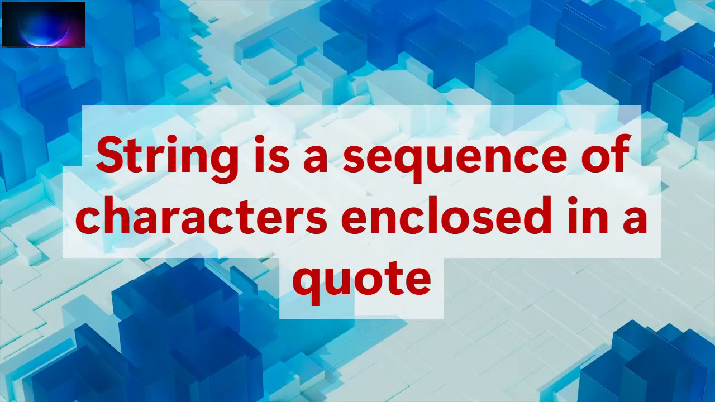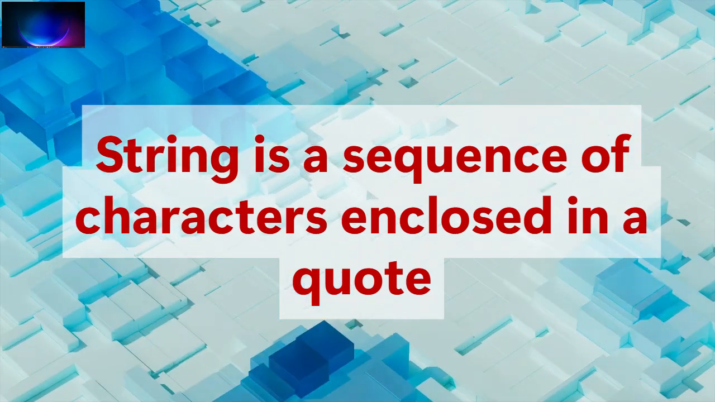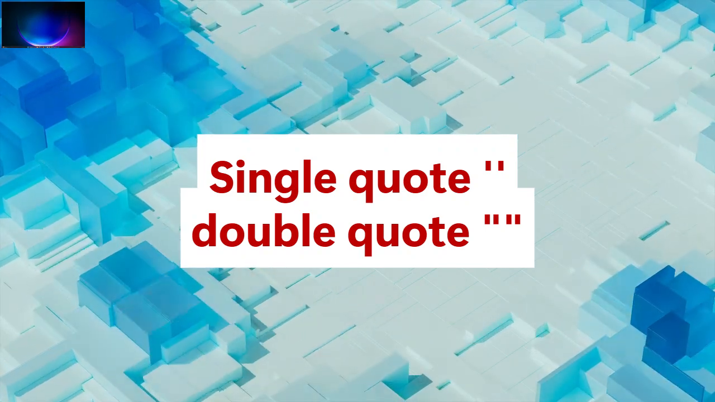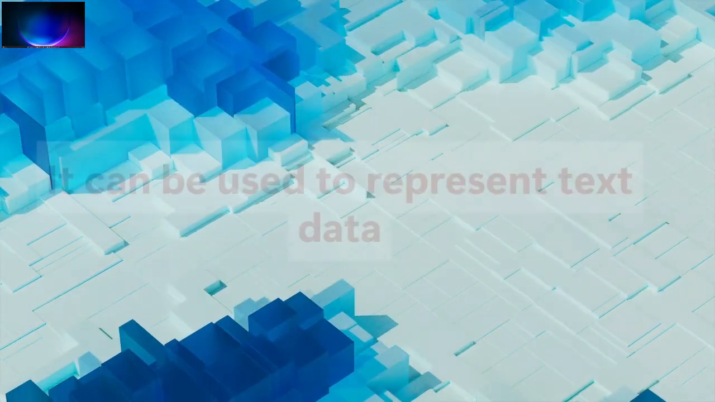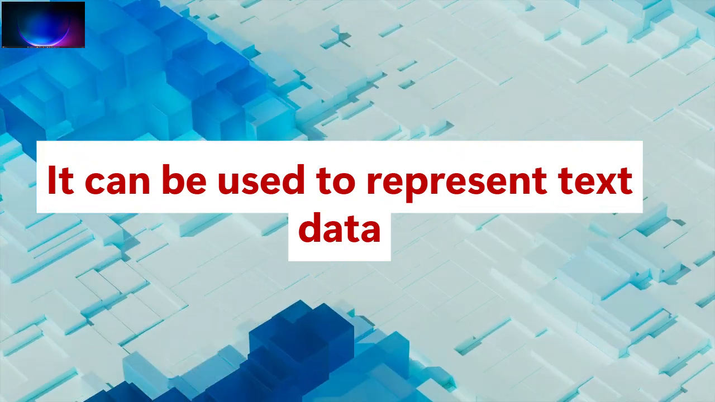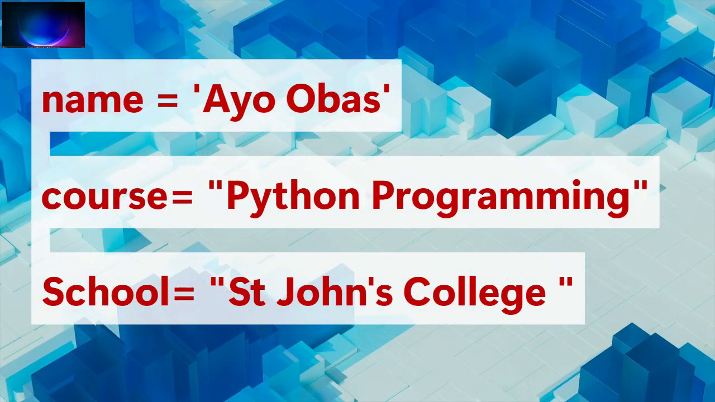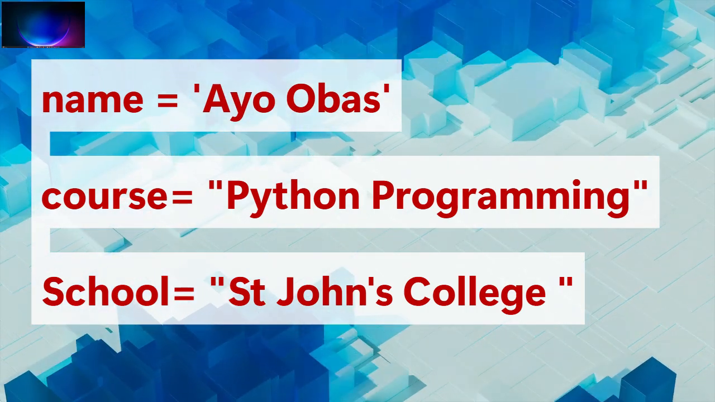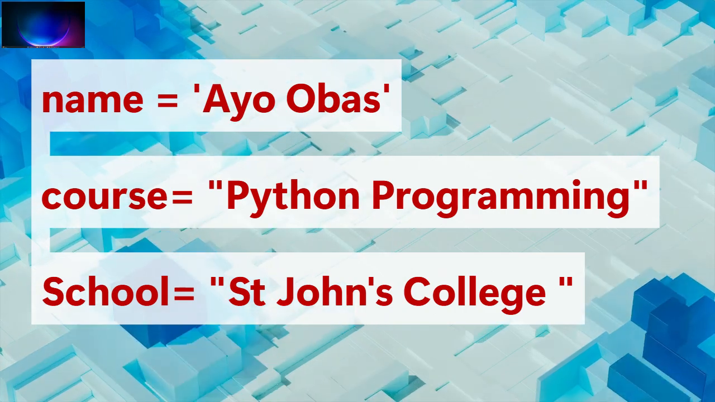In Python, a string is a sequence of characters that are enclosed in a quote. It can be a single quote or double quote. Strings are used to represent text data. These are examples of strings, the one with a single quote and the one with a double quote.